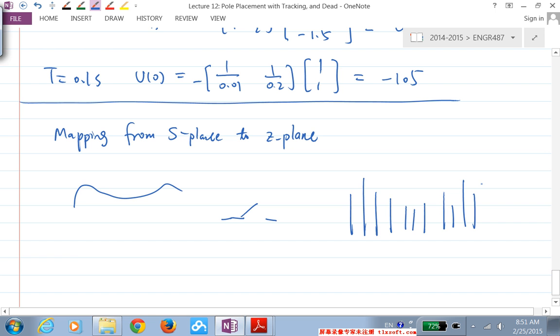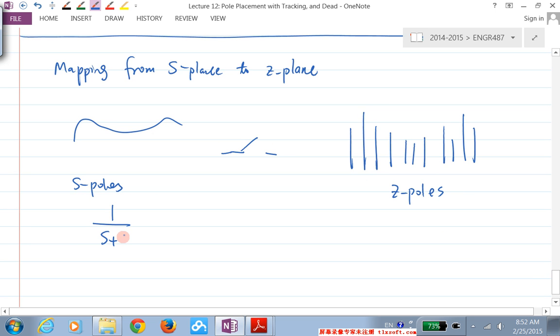Over here you have the S-plane poles. Over here, what dictates the response is the Z-plane poles, right? So for example, this side here maybe is S plus 1. What's S plus 1? It's e to the power negative t. And after you do a sampling, this e to the power of negative t becomes e to the power of negative kt. And then you get maybe z over z minus something here, a pole.